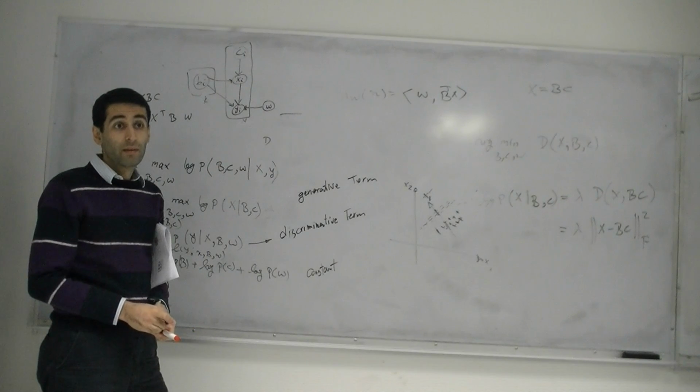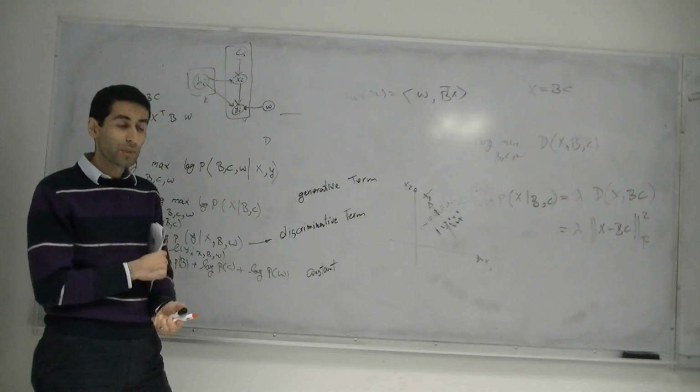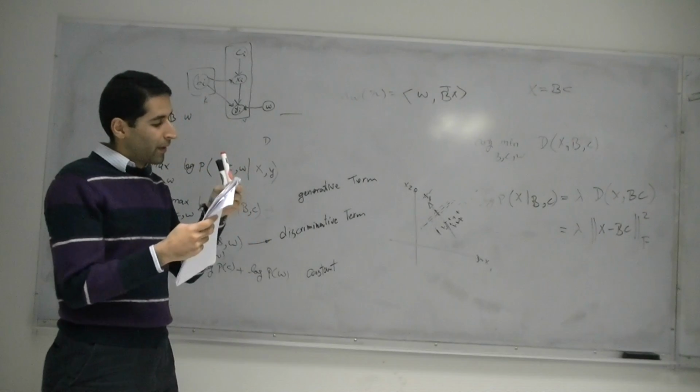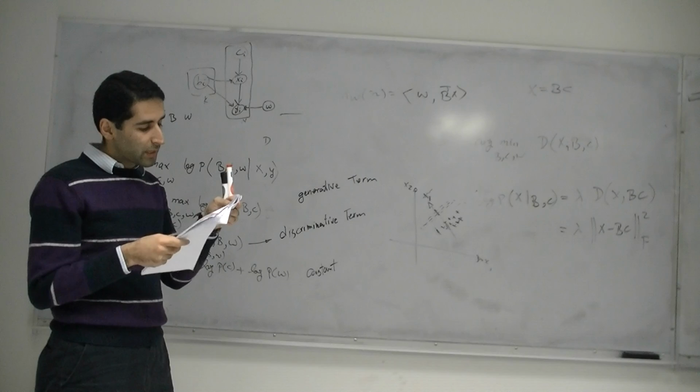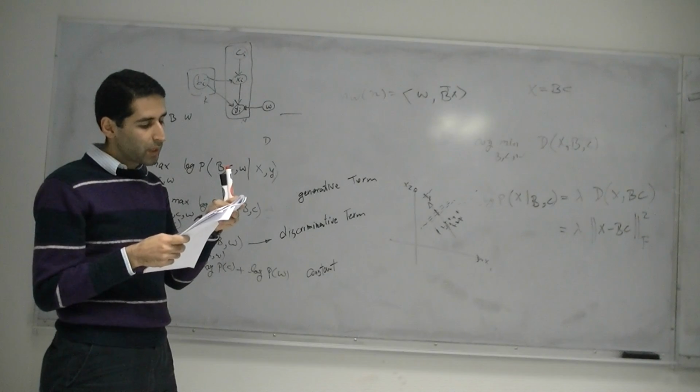What's the title of your paper proposal? What's the title? It's Generative-discriminative basis learning for medical imaging.